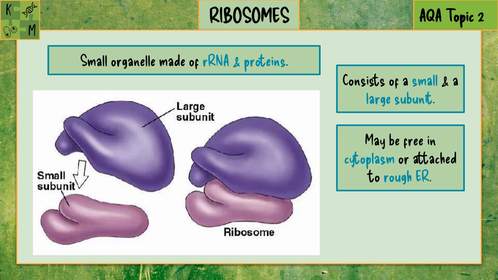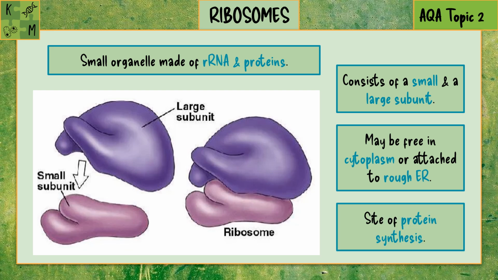It depends on which type of protein is being produced. So proteins that are used within the cytoplasm would be translated on the ribosomes that are free within the cytoplasm. If a protein is for use within the cell membrane, or it's going to be secreted, it's likely that it will need more processing, and so therefore it will be translated on a ribosome that is on the rough endoplasmic reticulum. So this, most importantly, is the site of protein synthesis.